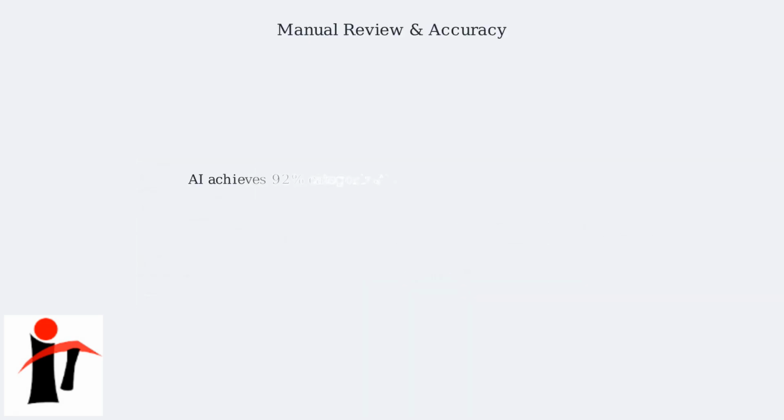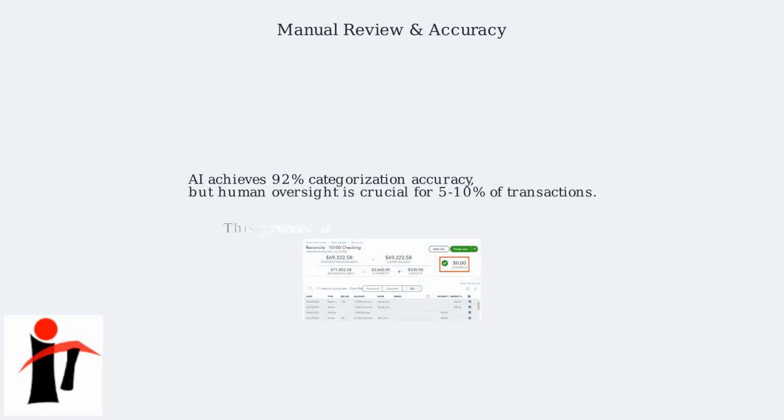While AI is helpful, remember to double-check the categorization, as errors can occur, especially with complex transactions. Intuit reports AI achieves 92% categorization accuracy, but human oversight is still crucial for 5 to 10% of transactions. This process ensures accurate financial reports and efficient cash flow management.